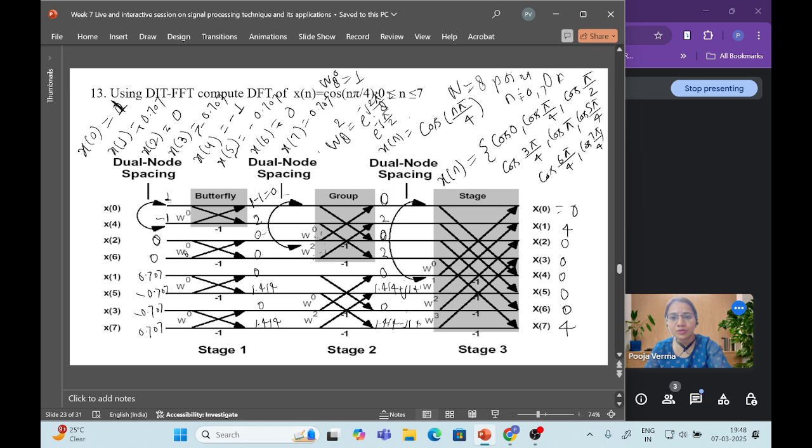Okay. So DITFFT, whatever you will compute, the sequence you will get, that is 0, 4, 0, 0, 0, 0, 0 and 4. Okay. The DFT signal you will get that. The sequence is this one. Okay. So this way you can calculate and add it.